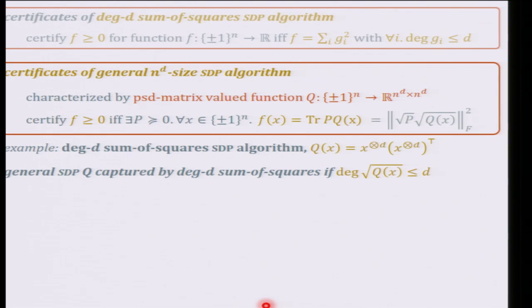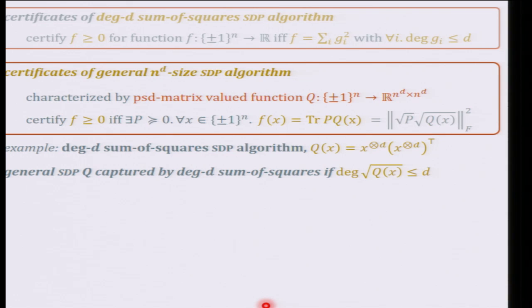Why is that? Because the kind of certificates that the algorithm can use, you can also express in this way. And now you see that the certificates that the algorithm can use are sums of squares of things involving the function square root of Q. And so if square root of Q has small degree, then these are sums of squares of polynomials with low degree. Okay, and remember, this is useful because our goal is to show that a general SDP algorithm can be simulated by sum of squares.